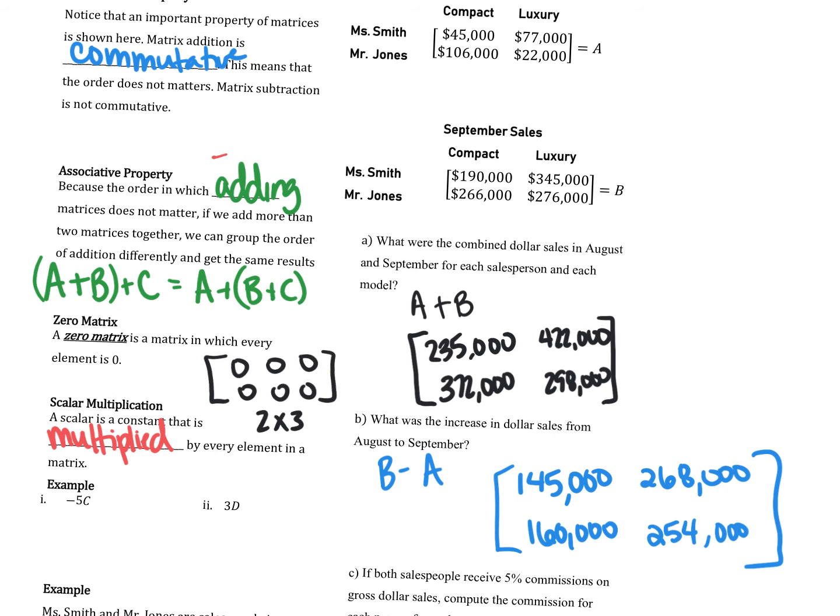Hey, you could have done A minus B. All your answers would have been what, though? If you did the A minus B, what would have happened? You would have got what kind of answers? Negative answers, which means that still B was a higher month for both of them, right?